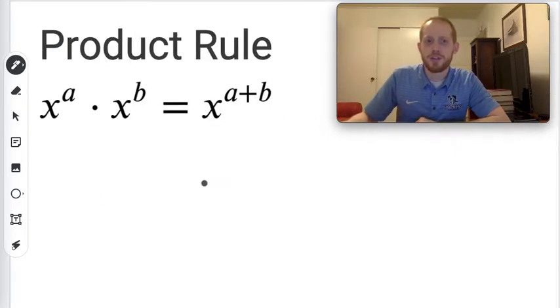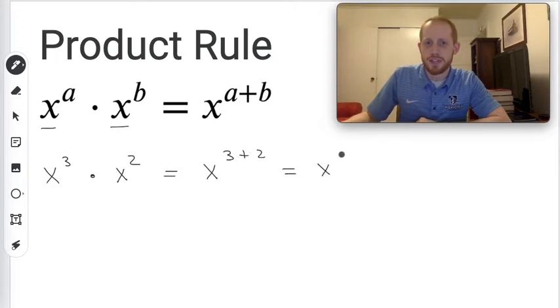So the first rule that you need to know is the product rule. This states that if you have the same variable and you have exponents, when these two terms are being multiplied together, you can add the exponents. So for example, I have x cubed times x squared. If I add those two exponents together, I'm going to get 3 plus 2, and then 3 plus 2 is going to give me 5. So x to the 5th power would be my final answer.